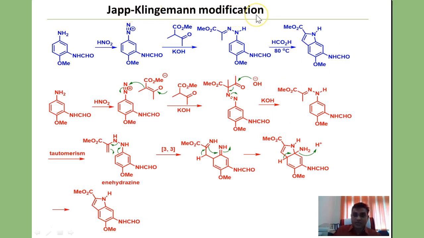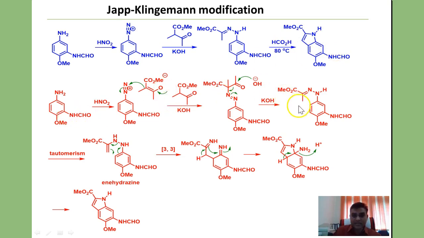In the Japp-Klingemann modification, once again, let us see, diazonium salts are employed instead of phenylhydrazine. This diazonium salt undergoes diazonium coupling with the beta-ketoester under basic conditions. Here the carbon-carbon bond cleavage occurs and we get the hydrazone. And once this hydrazone is formed, then it participates in a Fischer synthesis under acidic conditions.